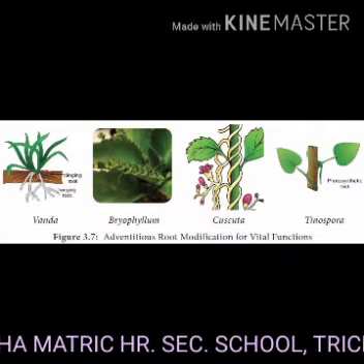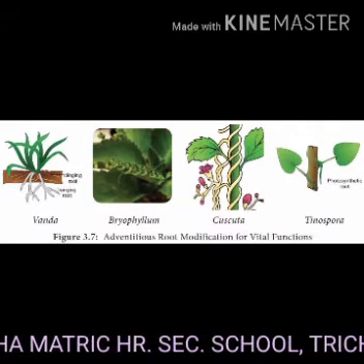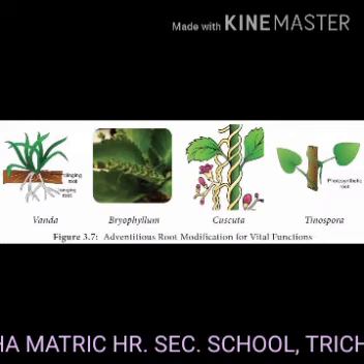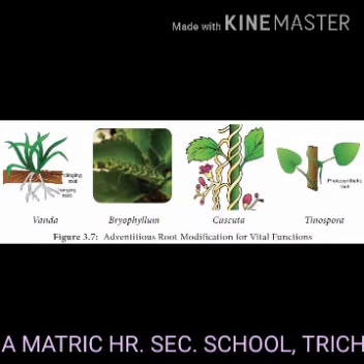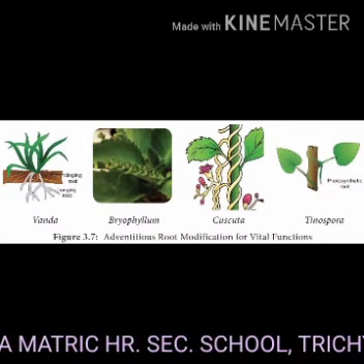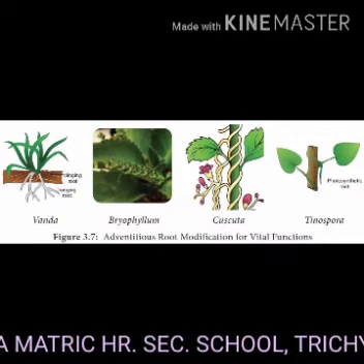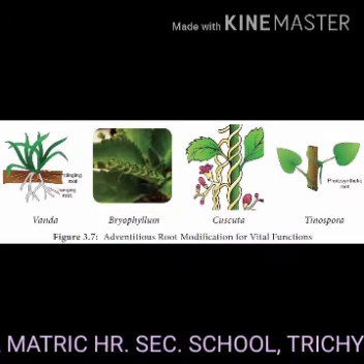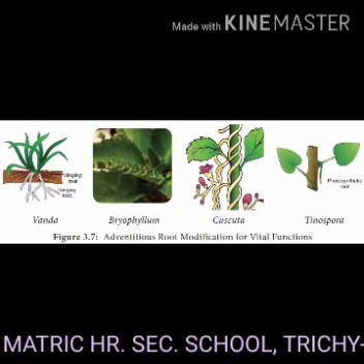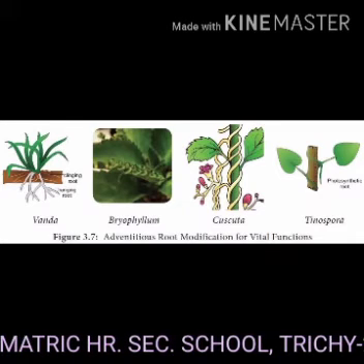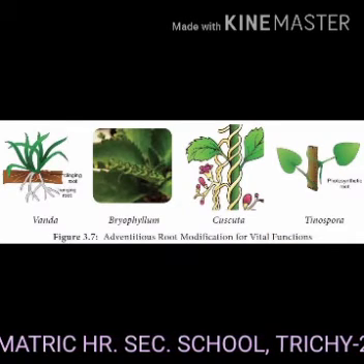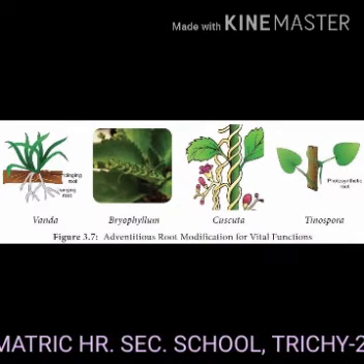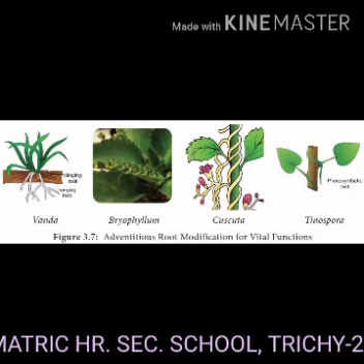Next, vital functions. Under vital functions, we are going to see epiphytic root. Second one is foliar root. Third one is sucking root. Fourth one is photosynthetic root. First, we are going to see about epiphytic root. Epiphytic root is otherwise called as velamen tissue.